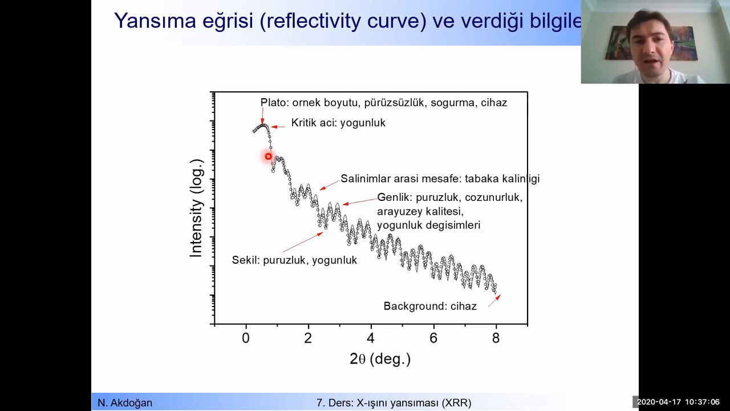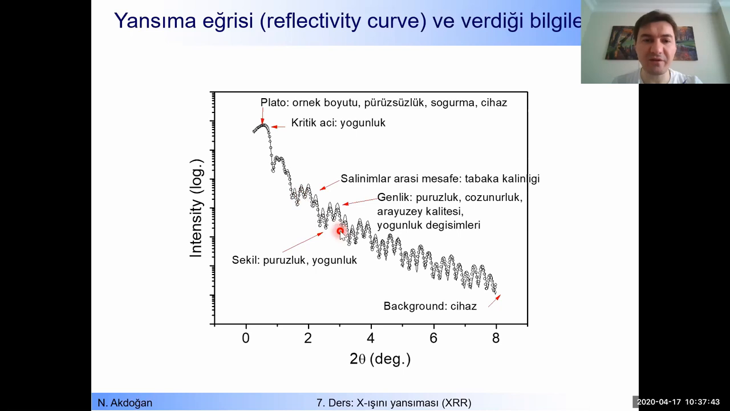And here we have oscillations, one peak here, another peak here, and the distance between the oscillations gives us the thickness of the layers. We will go into detail. And here we have the amplitude of the oscillations. This amplitude gives us information about roughness, resolution, interface quality, and also changes in the densities between the layers.